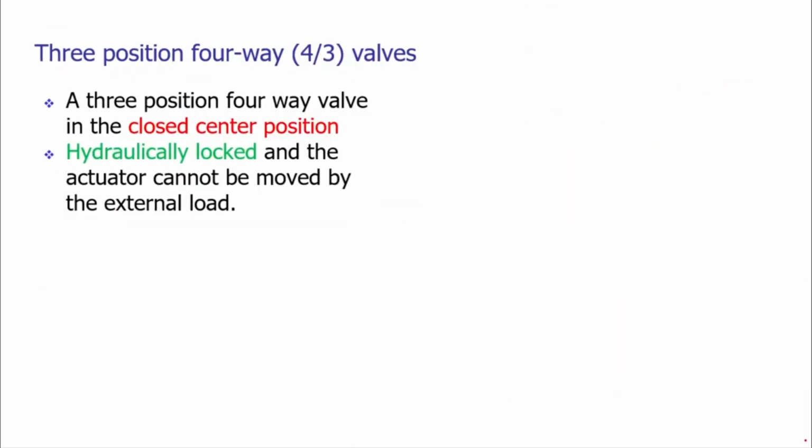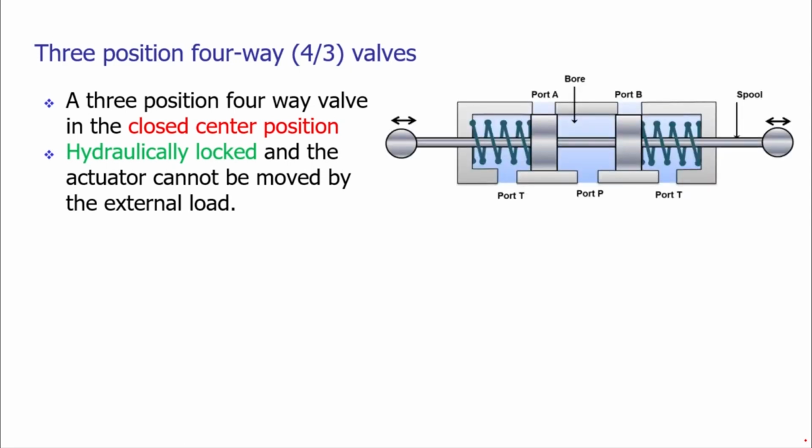We have seen the two positions in our previous slide. The third position can be the closed center position or the open center position. In the closed center position, the actuator is locked. It is hydraulically locked. The actuator cannot move by the external load. So to make it lock, we can see the arrangement. How can we lock the cylinder?